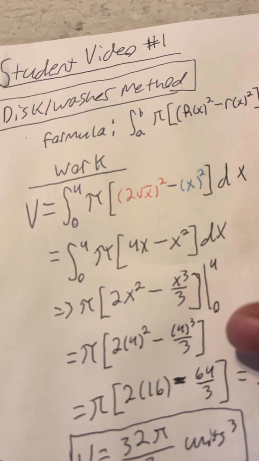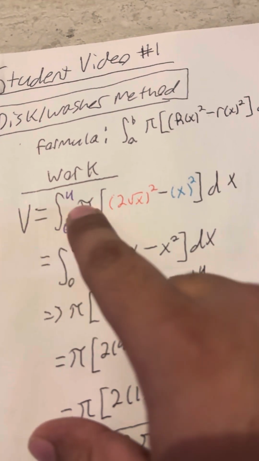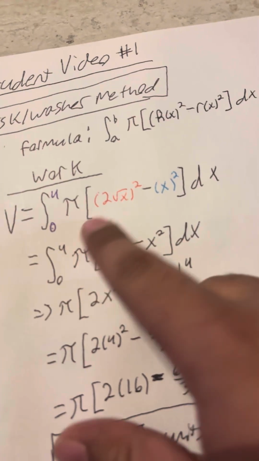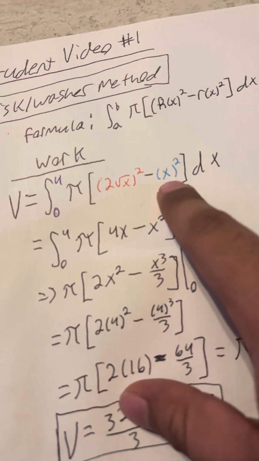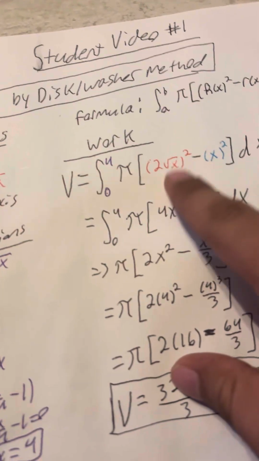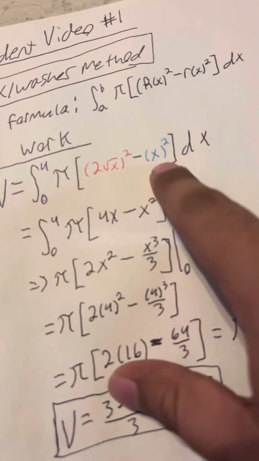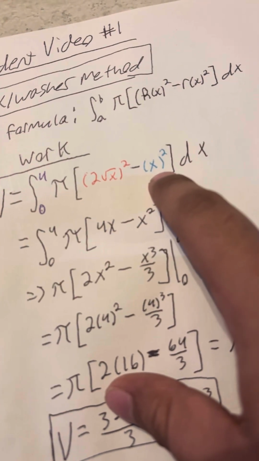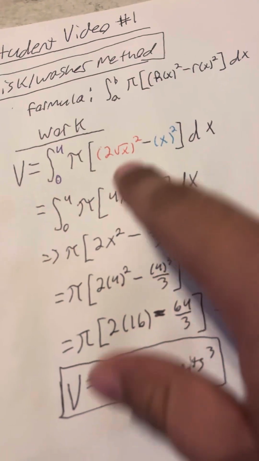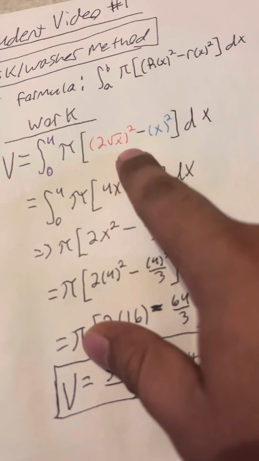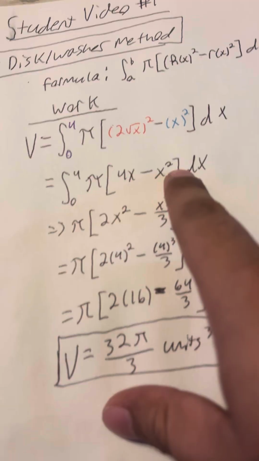And so to show the work, my volume will equal the integral from 0 to 4 of pi times the outer radius function squared minus the inner radius function squared. And so my outer radius function is 2 square root of x, and my inner radius function is x. And squaring both of these and subtracting them, I get 4x minus x squared.